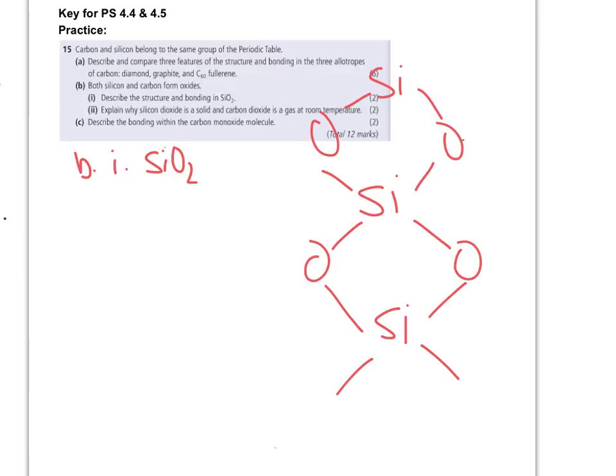And C, describe the bonding within the carbon monoxide molecule. I think what they're getting at here is for you to recognize that because there's a triple bond and oxygen and carbon each have a lone pair, not only is it a triple bond, but it's a triple bond with one dative bond in it, because the only way that triple bond forms is for oxygen to donate both electrons for the third bond in the triple bond.